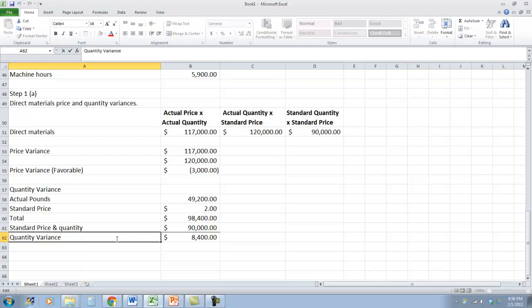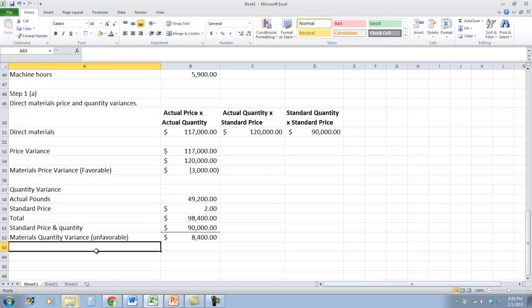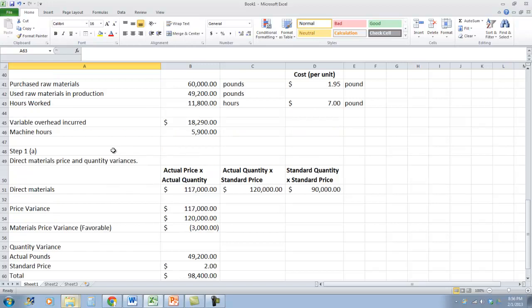Is this favorable or unfavorable? It's unfavorable. Okay. And this is called a material quantity variance. And this was for materials, so we're set when we make our list: price variance. Okay, that was step A.